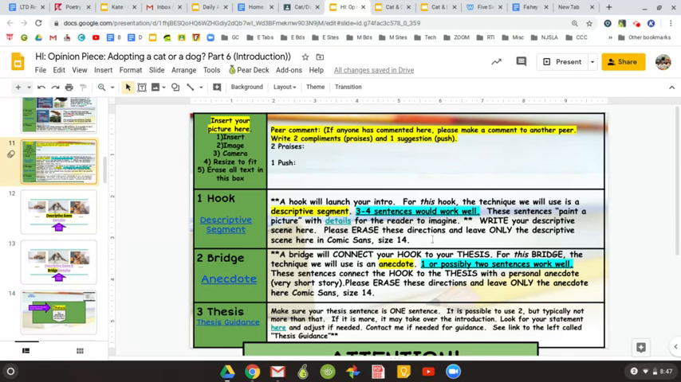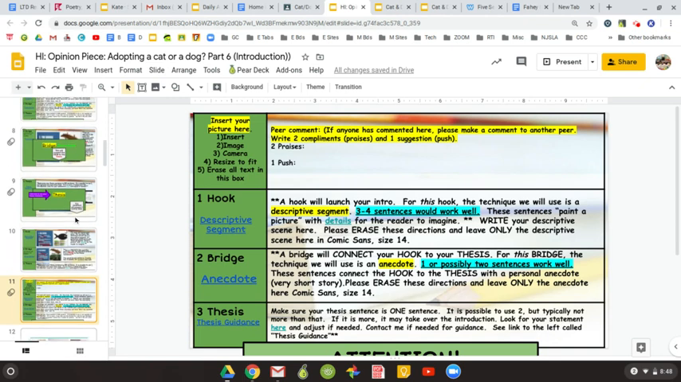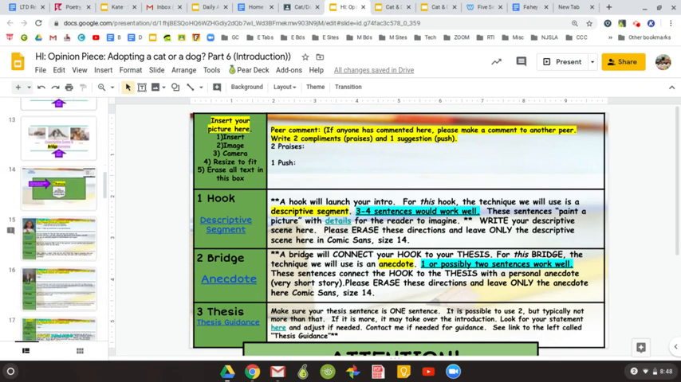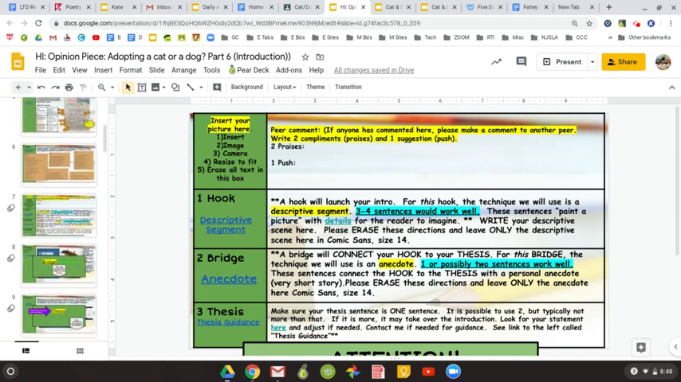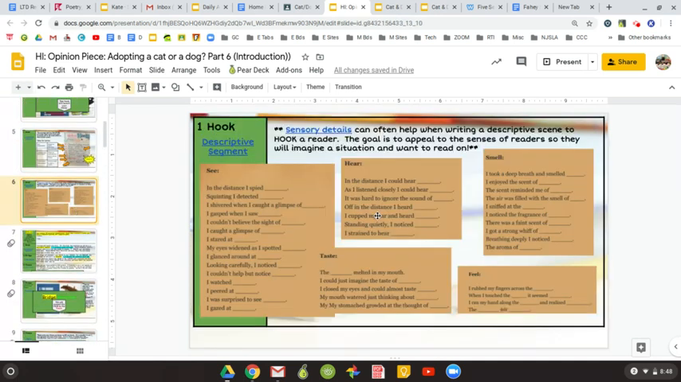And the point of a descriptive segment is to paint a very vivid picture in the reader's mind about your topic. And you want to appeal to the reader. Usually, to do that, working with sensory details does help. So I did include a website that will review the sensory details, plus I made a slide that gives you some suggestions here if you'd like to try and use some of that in your writing.